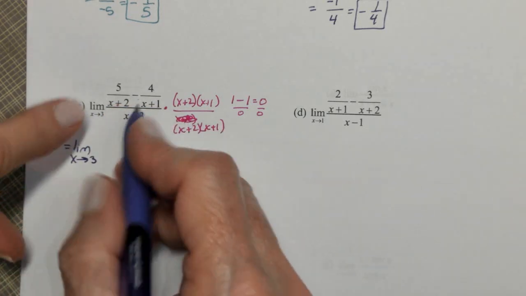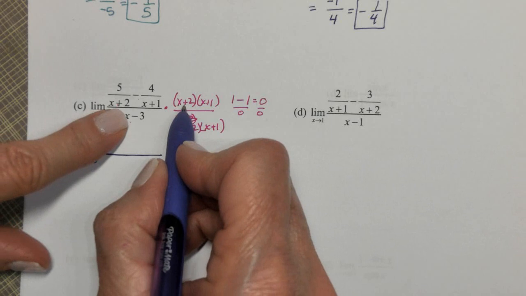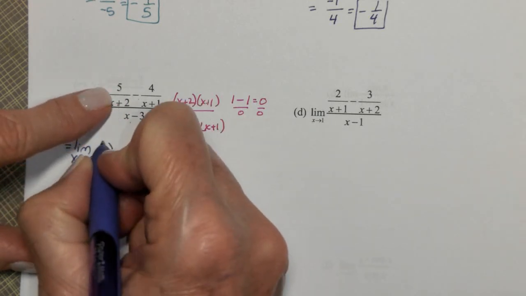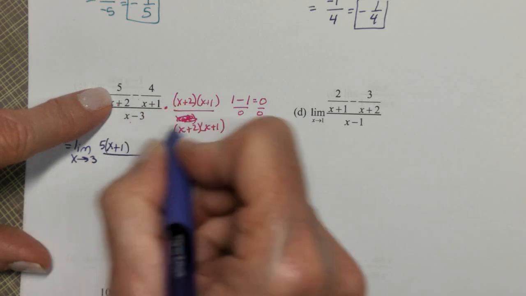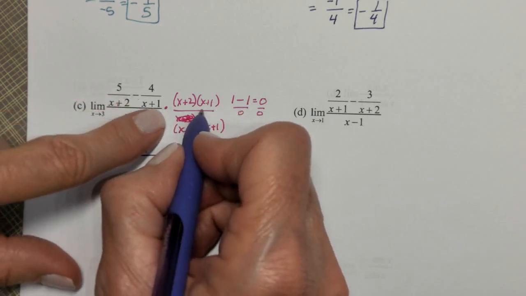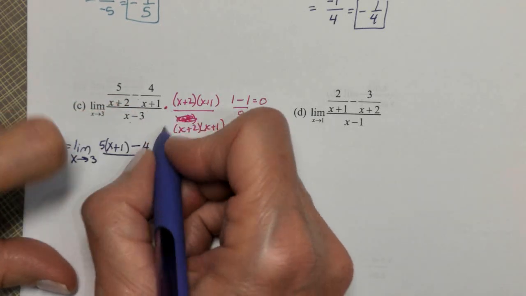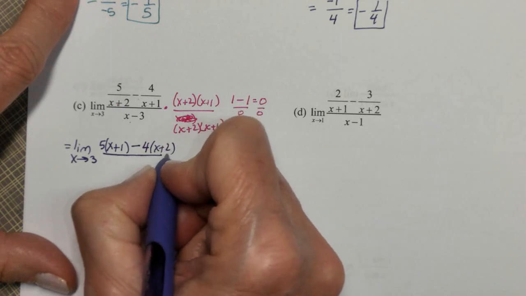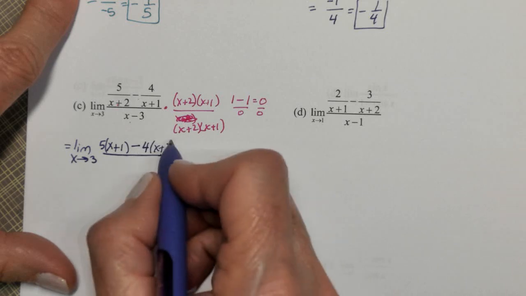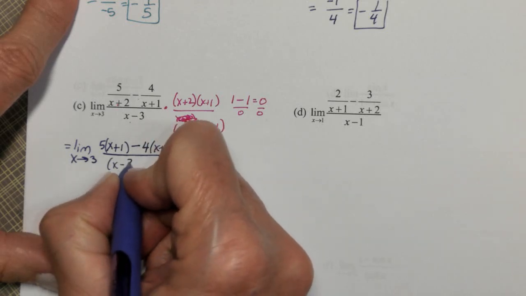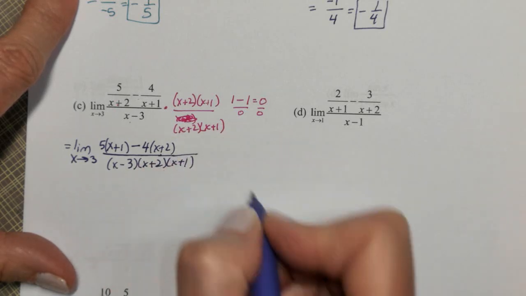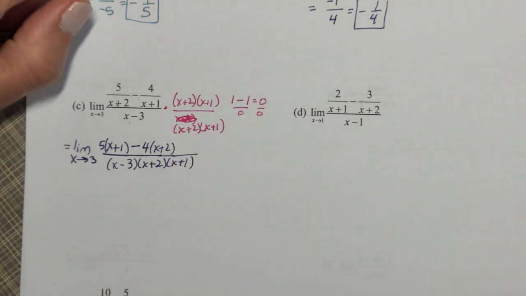Okay, up on top, the x plus 2's cancel. I'm left with 5 times x plus 1, minus the 4 times the x plus 1's cancel. I'm left with the 4 times the x plus 2. On the bottom, do not multiply out. Leave it factored. If you multiply it out, you're just going to have to factor again, and it won't be as easy to factor as it was to multiply it out.